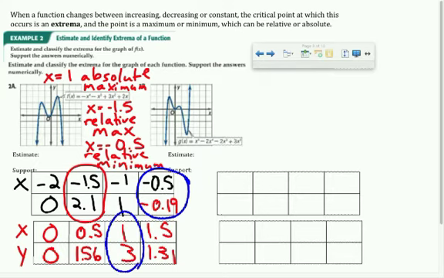And again, notice that that appears to support my estimate that this is an extrema. The function value at 1 is greater than the function value of either of the things that I found to the left or right of it.